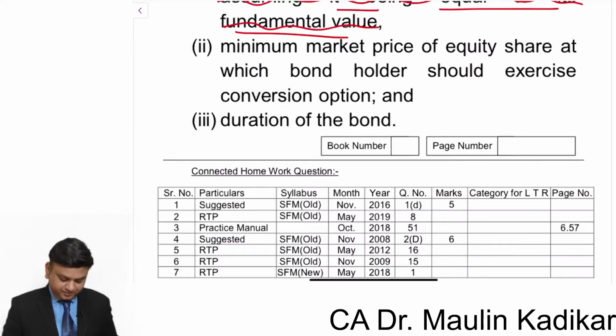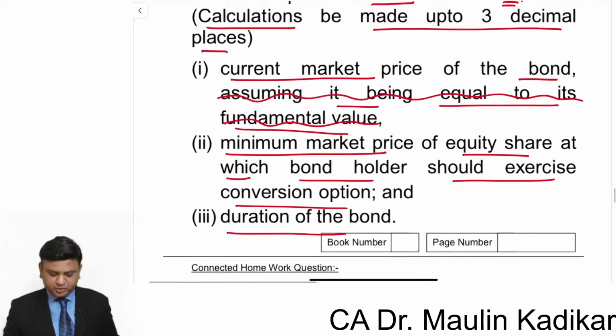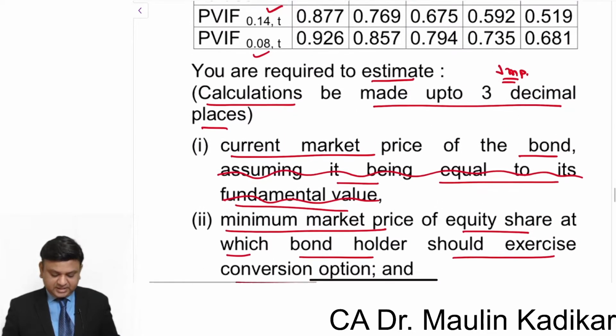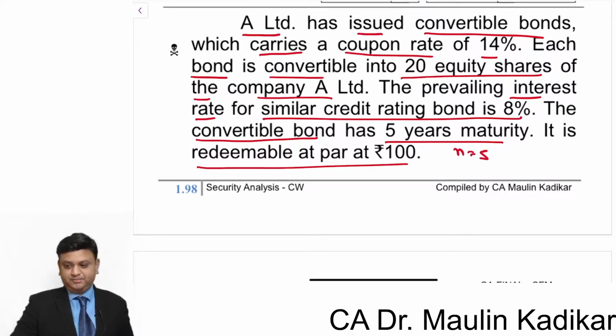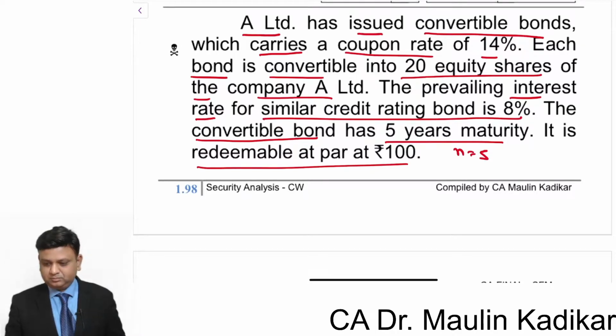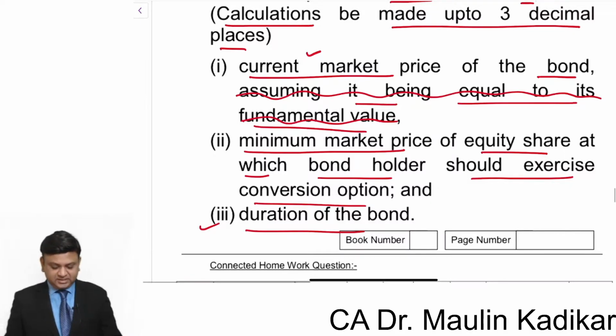Second question: the minimum market price of the equity share at which the bondholder should exercise the conversion option. And third, you are required to compute the duration of the bond. I want you to calculate the answers of all 3 on your own. The first and third parts can be done together, wherein we compute the price and at the same time the duration.